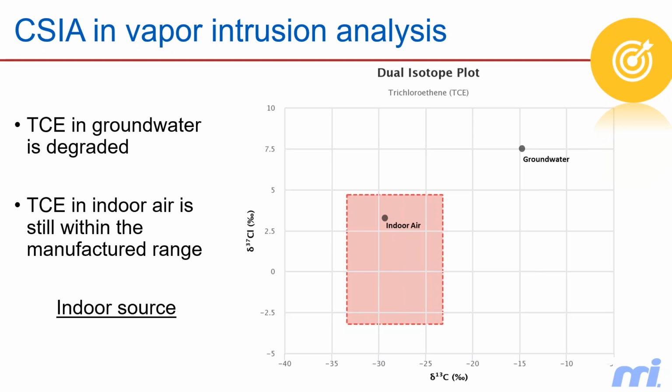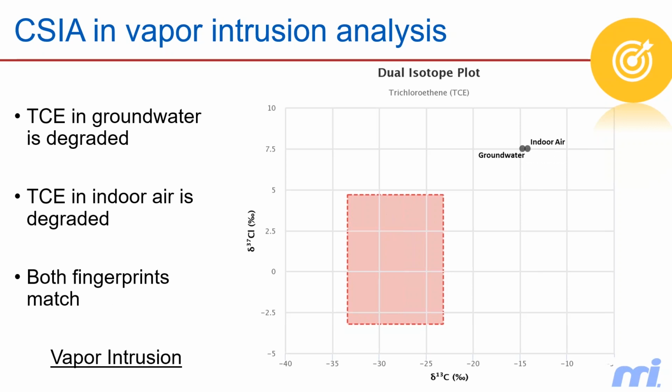So in this case, we see that our groundwater is indeed more degraded than our indoor air, and also our indoor air sample shows up to be within that manufactured range. Then clearly, this highlights an indoor source. So again, just to clarify, our indoor air sample is within our manufactured range. It appears to be undegraded, which is what we would expect from an indoor source. And our groundwater that's flowing underneath the building has TCE that is clearly degraded. So because these two fingerprints don't match up, this is just like CSI, we're looking at clearly different distinctions here.